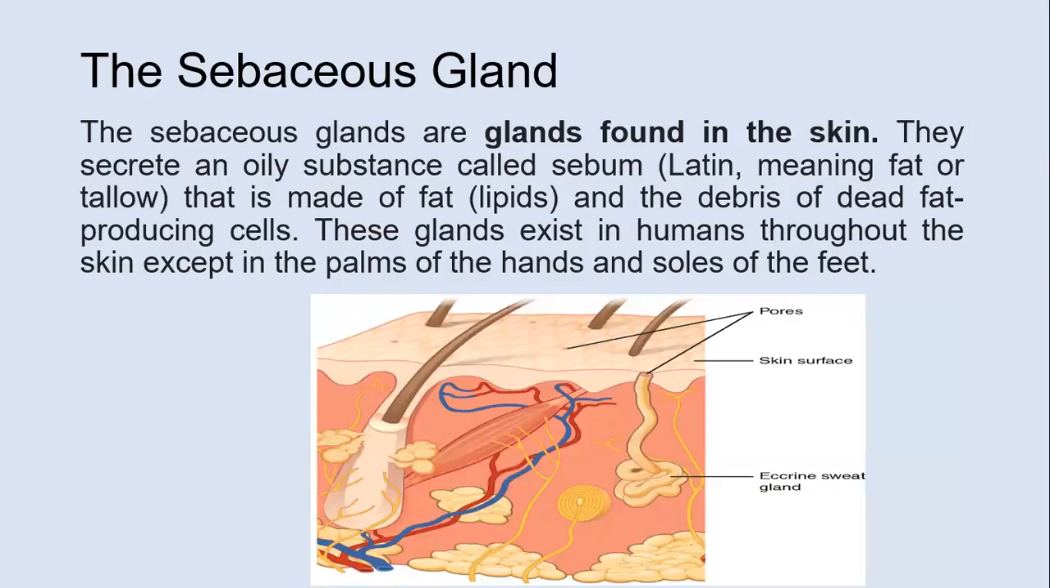Next is the sebaceous gland. The sebaceous glands are glands found in the skin. They secrete an oily substance called sebum, Latin meaning fat or tallow, that is made of fat lipids and the debris of dead fat-producing cells. These glands exist in humans throughout the skin except in the palms of the hands and soles of the feet. There are some people who have sebaceous glands that excrete so much more oil, especially on the face.